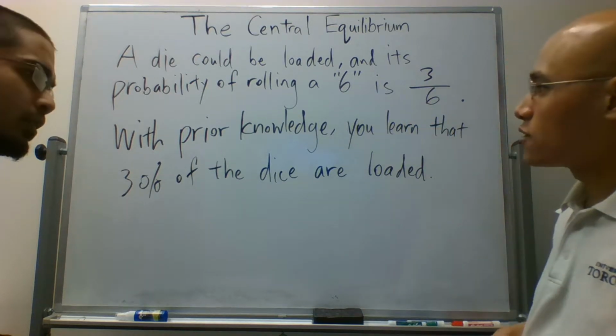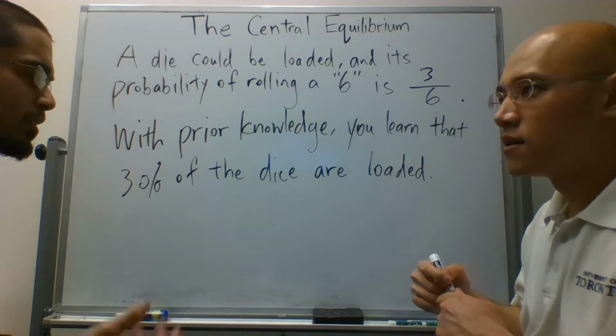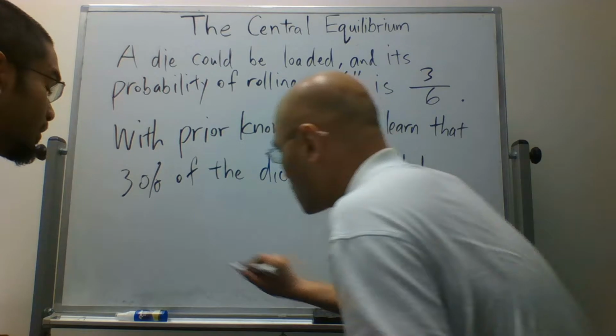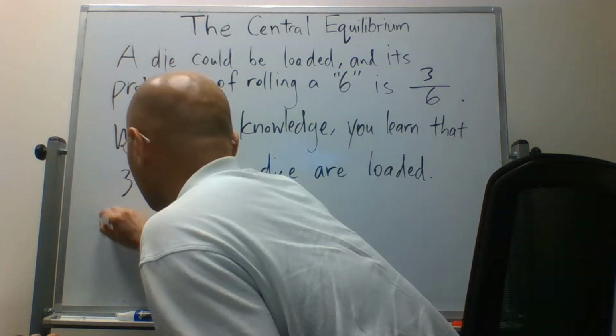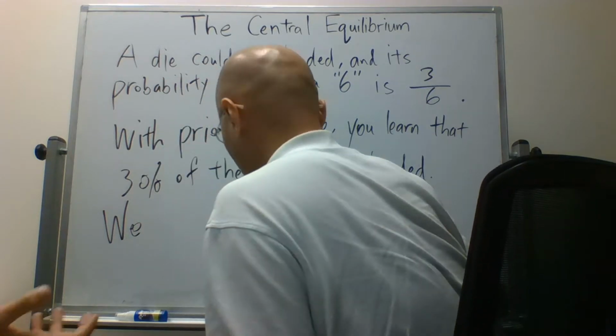So what's the question that we need to solve for this example? Let's say we happen to have a die in our hand, and we roll it, and we roll a 6. What is now the probability of this die being loaded, given that we rolled a 6?